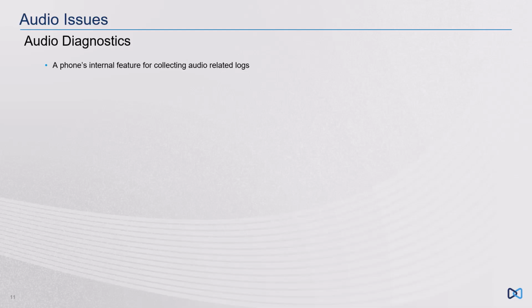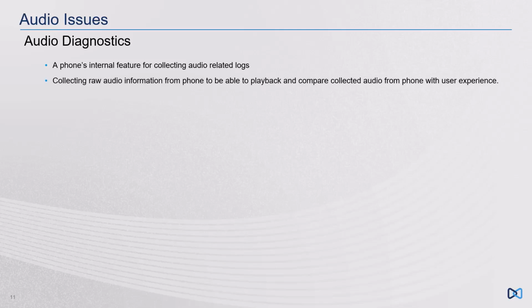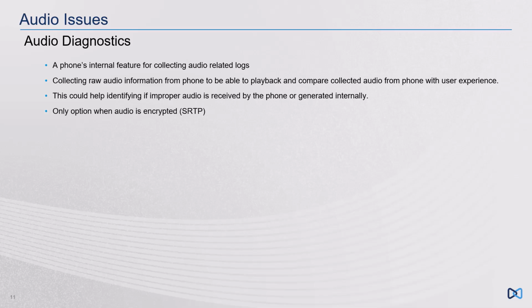Audio diagnostics is a phone feature used to collect audio-related logs. It collects the raw information about audio and an option to play back the audio. You can compare this to the user's experience. When RTP is not encrypted, we can collect both RTP and audio diagnostics. We can compare the audio raw information to determine if the bad audio was caused by the network or the phone. With encrypted audio, audio diagnostics is the only way to review the audio quality. When audio is encrypted, Wireshark cannot decode it, which means audio diagnostics is the only option to collect this information.